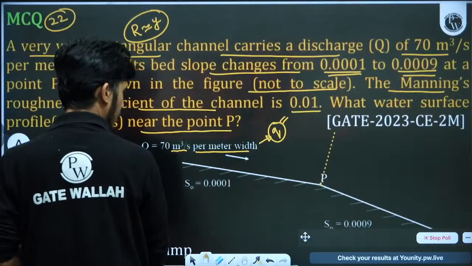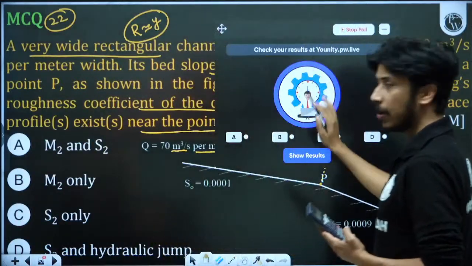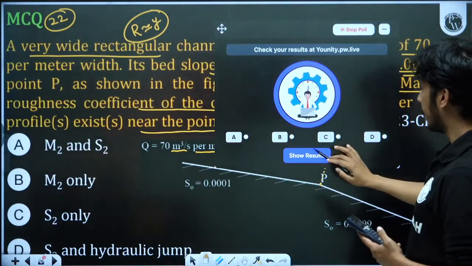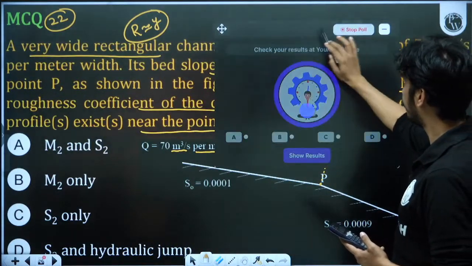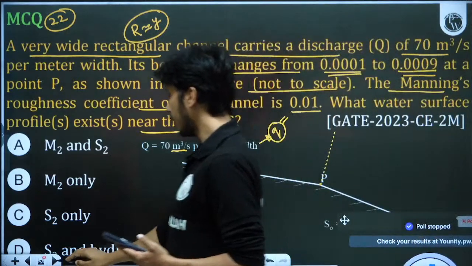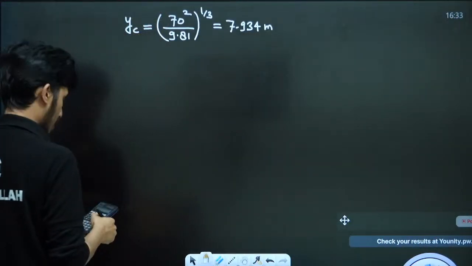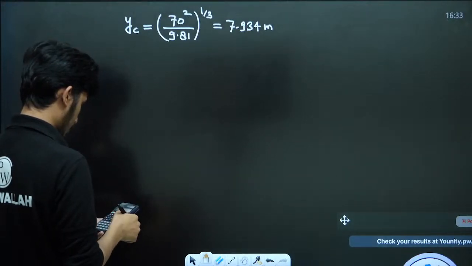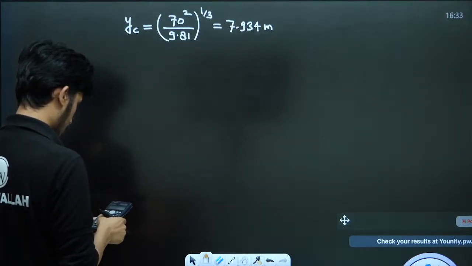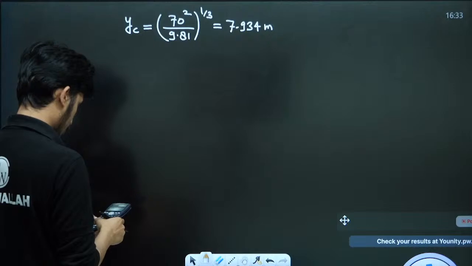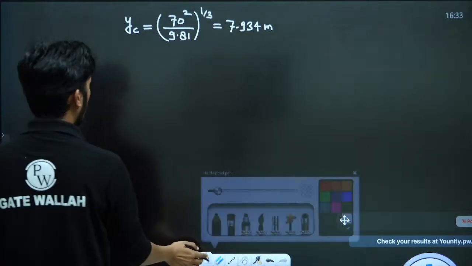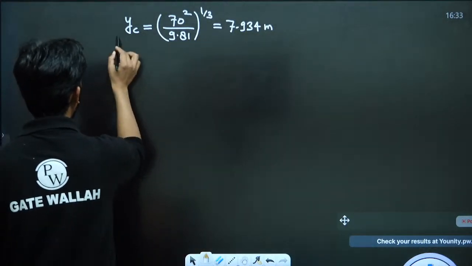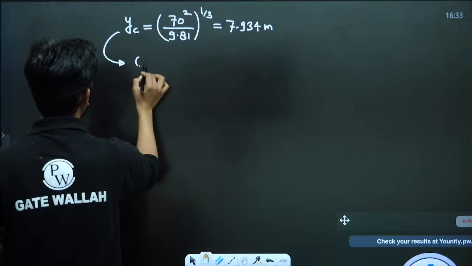So let me first end the poll, because I think all of you have given the answer. Now, what we will calculate is, at y equal to yc, what is the bed slope.